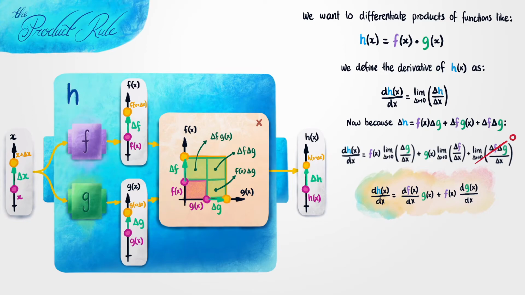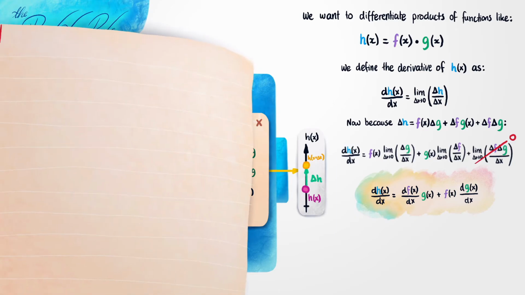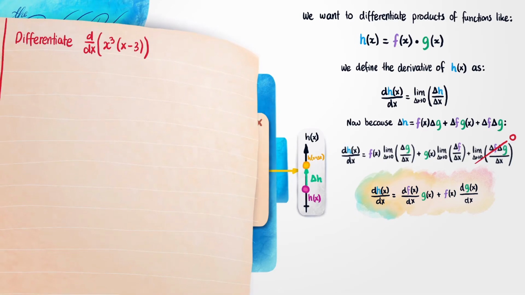So now I'd actually like to show you how to use this rule. So to do this, let's bring out an example. Now suppose we wanted to differentiate this function over here. First we have to look for subfunctions that we can differentiate. And we can differentiate this x cubed, so it's going to be f. And we can also differentiate x minus 3, so it's going to be g. Now I've copied the function over, so I'm going to go ahead and apply the product rule to it by differentiating each function one at a time.